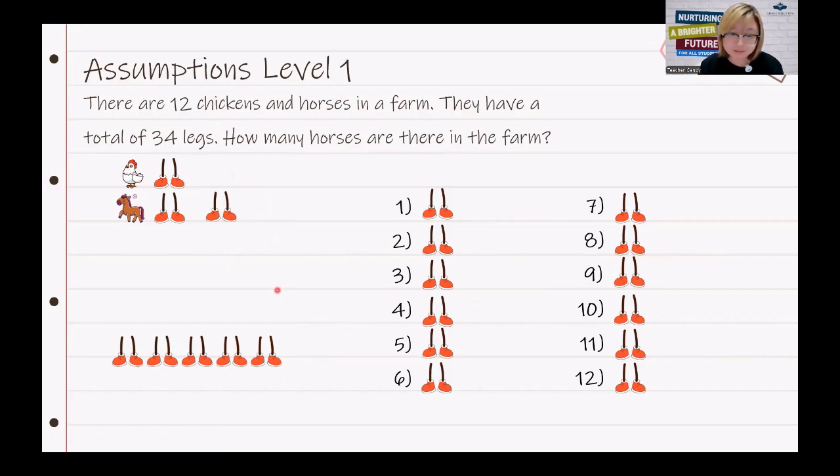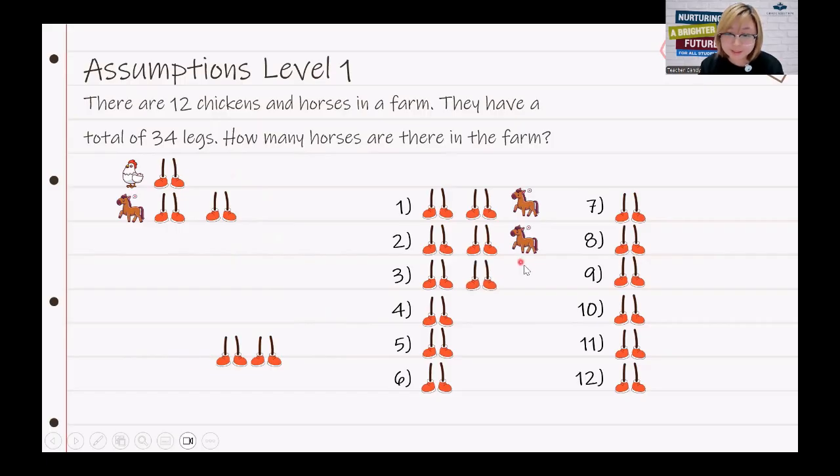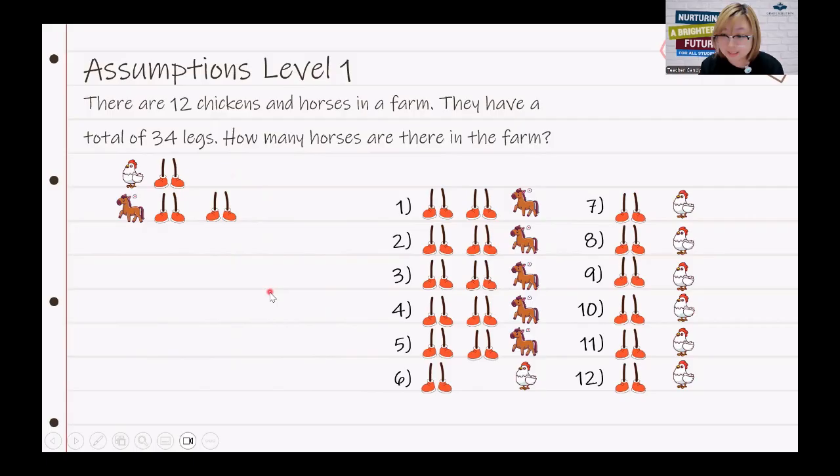So let's assign one pair of legs. So 4 legs here, that will be 1 horse. Another 2 legs, that's 1 horse as well. Another 2 legs, 1 horse. 2 legs, 1 horse. 2 legs, 1 horse. So basically we take the 10 legs, we divide by 2, we get the 5 horses. And the rest are chicken.